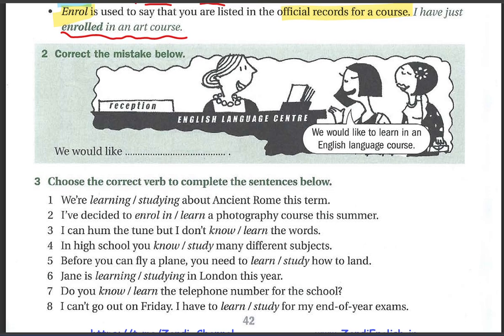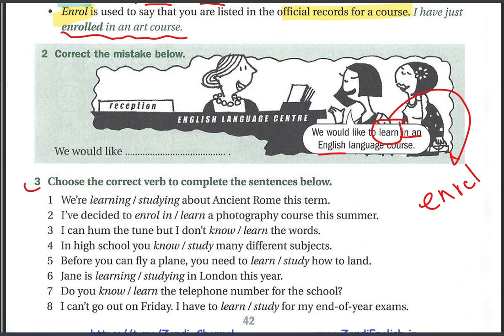Correct the mistake below. Look at a sentence. We would like to learn in an English language course. What do you think? It's about the verb learn. It's better to say enroll. Yeah, we would like to enroll in an English language course.